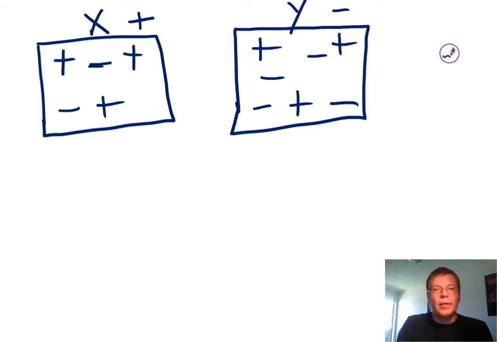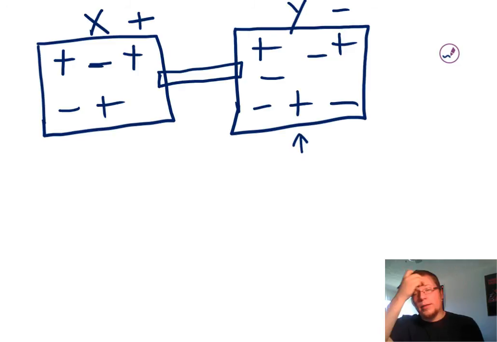Now if I were to take something conductive, like a piece of copper wire, and connect these like this, what's going to happen is these electrons are creating a high negative charge, and the lack of electrons over here is creating a low negative charge, a positive charge.